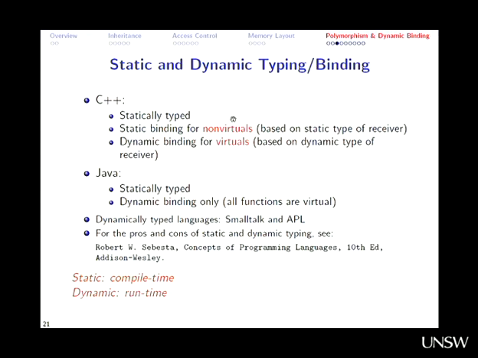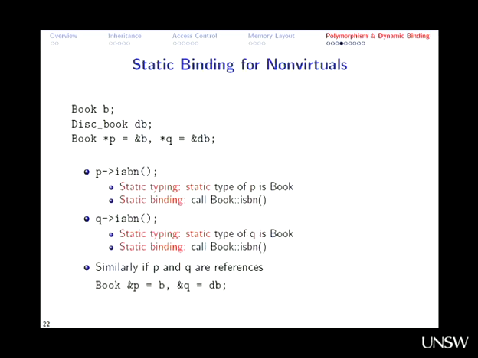Okay? There are dynamically typed languages such as Smalltalk and APL. We're not going to talk about Smalltalk at all, and there are programming languages courses on the theoretical side about the pros and cons of these things. But just remember, static typing is required at compile time. For binding, some objects in memory to the types happens at runtime, depending on whether they're statically bound or dynamically bound, which depends on if they're virtual or non-virtual.